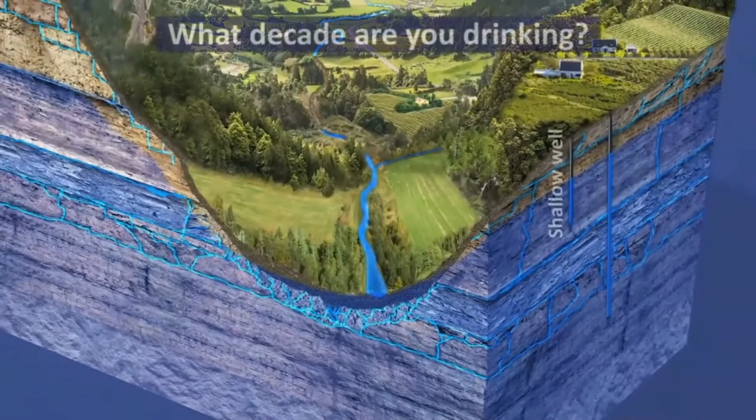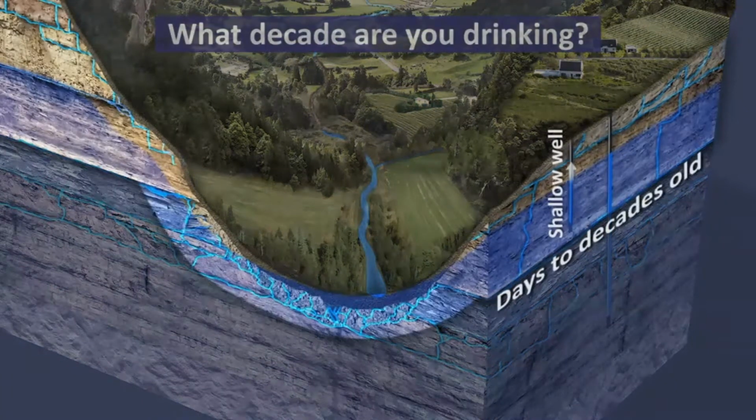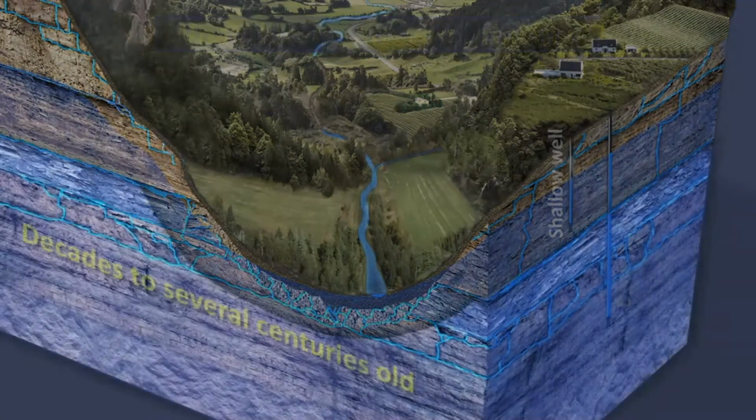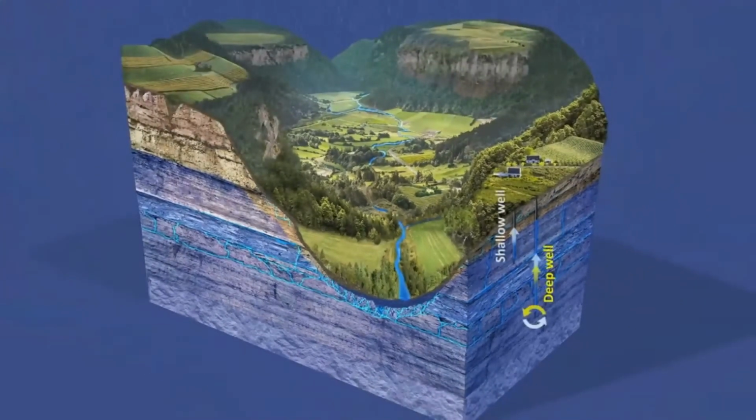Younger water is often from aquifers located above shale layers and can be just days to decades old. Older water is typically from aquifers below protective shale layers and can be decades to several centuries old. In many cases, drinking water is a mixture of both younger and older water.